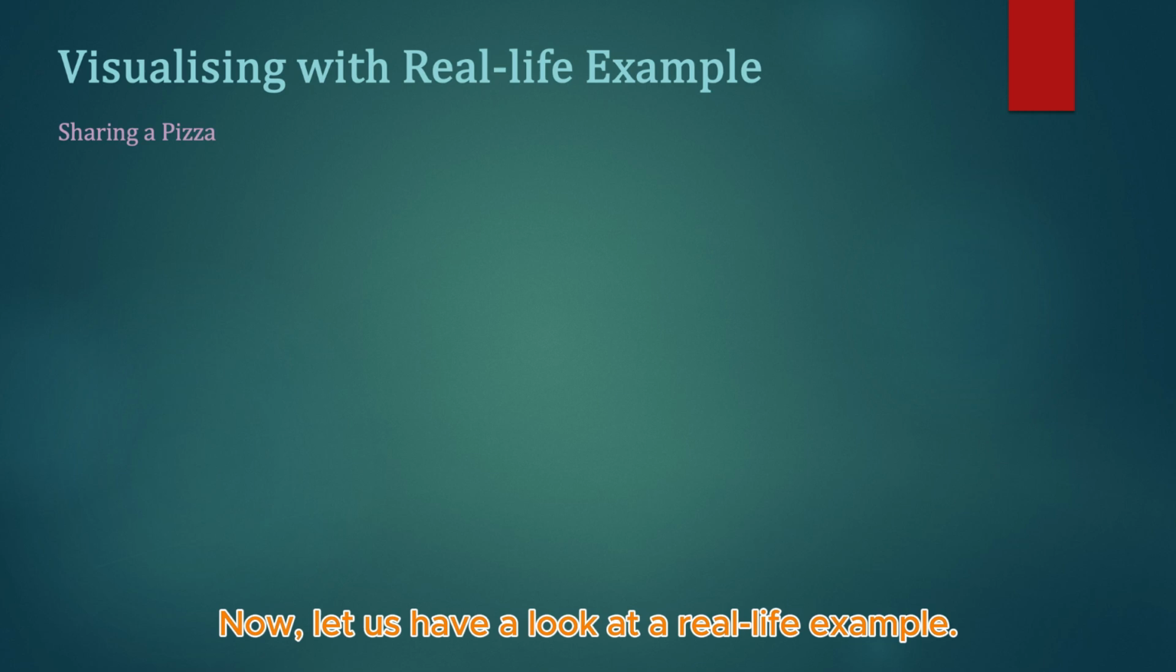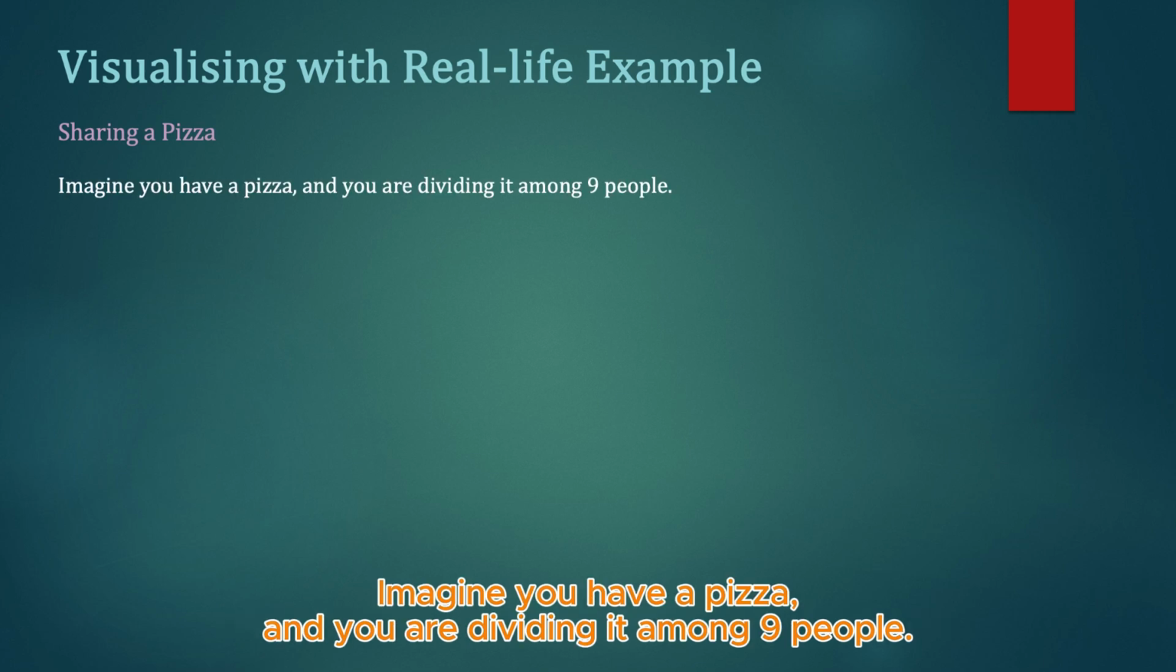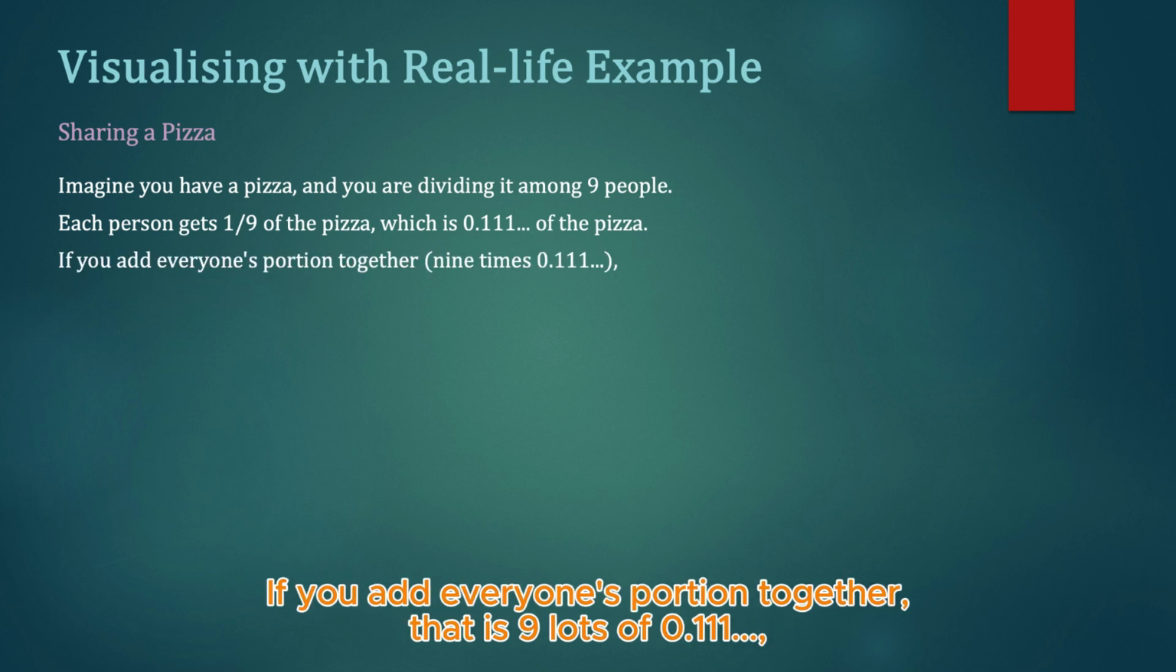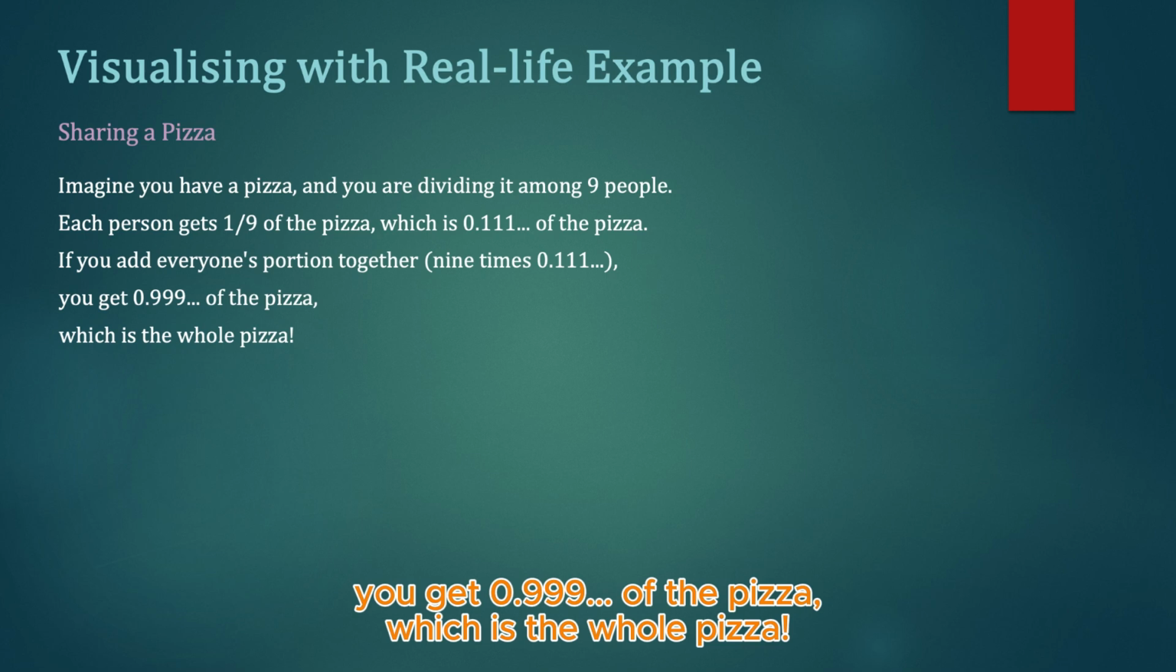Now, let us have a look at a real-life example. Imagine you have a pizza, and you are dividing it among 9 people. Each person gets 1/9 of the pizza, which is 0.1 repeating of the pizza. If you add everyone's portion together, that is 9 lots of 0.1 repeating. You get 0.9 repeating of the pizza, which is the whole pizza.